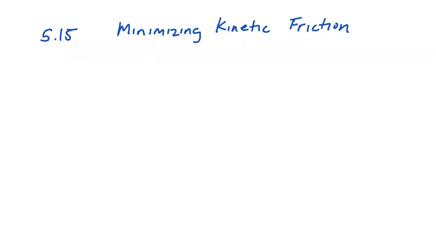All right, example 5.5 is called minimizing kinetic friction. It says, in example 5.3, suppose you move the crate by pulling upward on the rope at an angle of 30 degrees above the horizontal. How hard must you pull to keep it moving with constant velocity? Assume mu k equals 0.40.